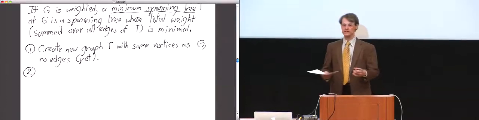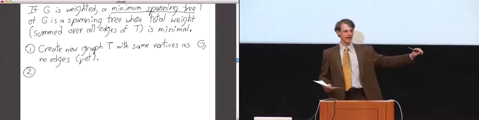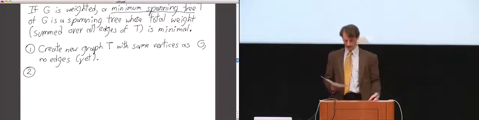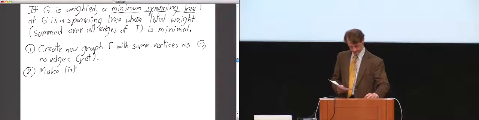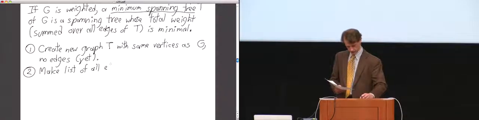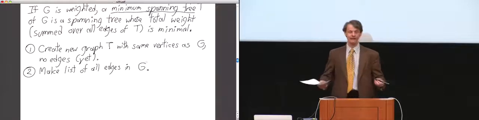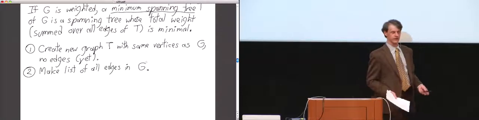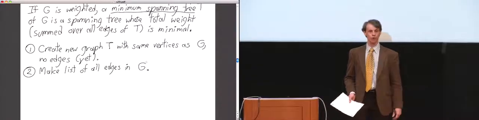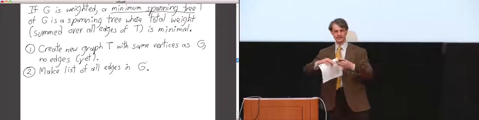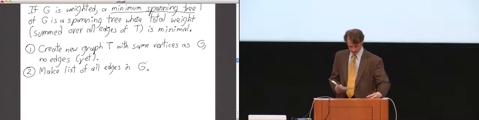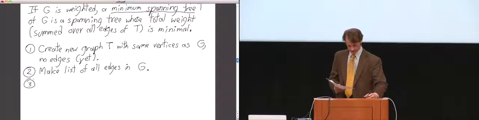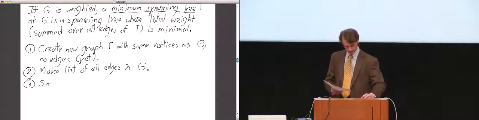To figure that out, we're going to take all the edges, we're going to make a big list of all the edges in G, and we're going to sort them by weight. So, second step is make a list of all the edges in G. We have an adjacency list already, or an adjacency matrix, but neither of those is a convenient format. We just want to have one single list, an array, or a linked list with all the edges in it. Then the third step is we're going to sort those edges by weight.